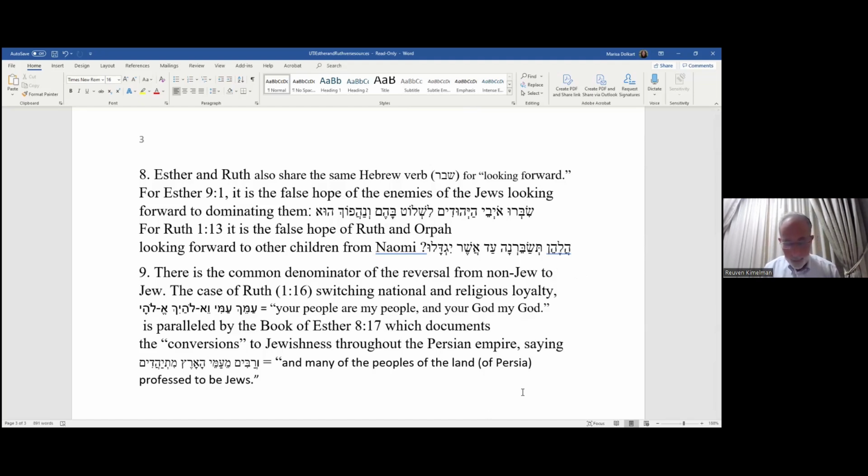Similarly, the land of Israel, instead of famine in verse 1:1, there is the abundance of bread in 1:6. As the land of Israel transitions from famine to abundance, so Ruth transitions from barrenness to fruitfulness. Now I'm going to look at the last one, number 9.